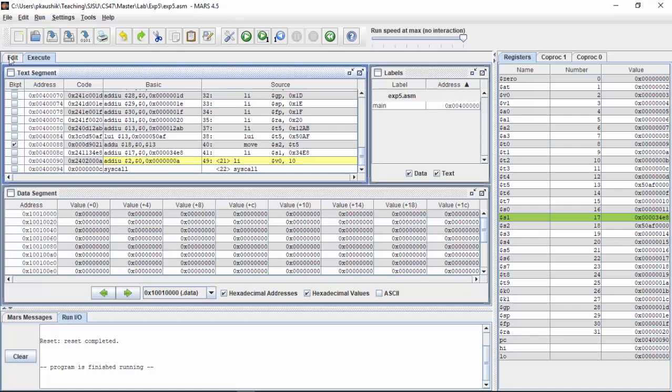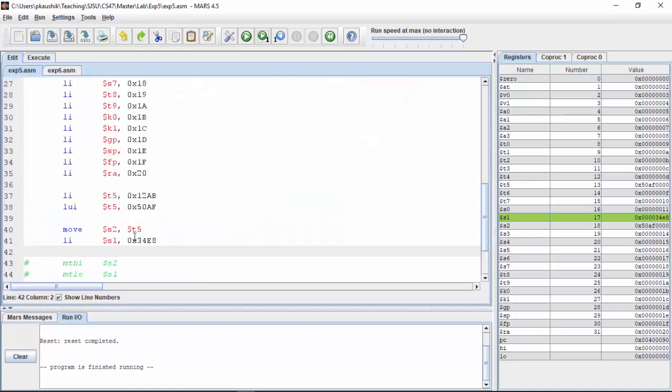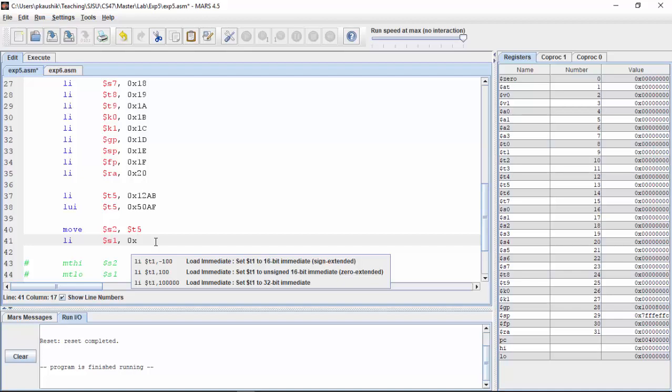Okay, so let's try to change the value a little bit. For example, I want to use a negative number, like let's say FF, 1, 2, 3, 4, 5. So 4 and 4.